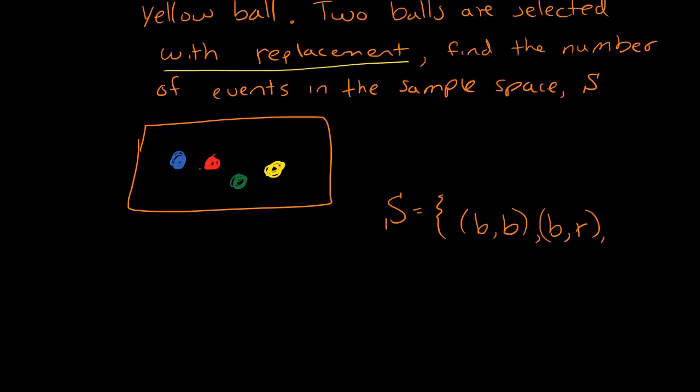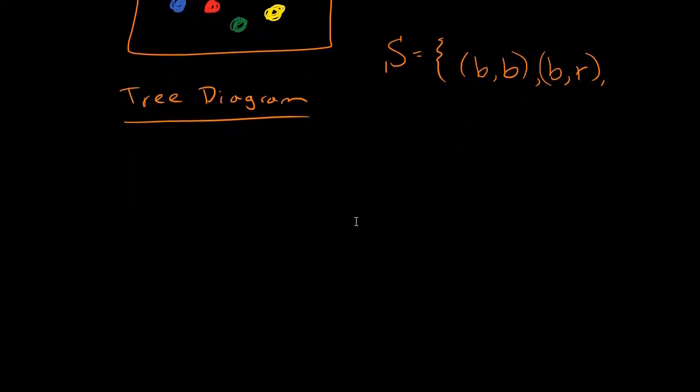Now, so that I do not miss anything, a really helpful tool when you're listing out every element in a sample space, when you have multiple parts to an experiment like this, is the tree diagram. Okay, so let's help us out in listing out our sample space using the tree diagram. Let's see how that works. So first, we would start with part 1 of the experiment, where I can get a blue ball, a red ball, a green, or a yellow, right? That's part 1 of the experiment.